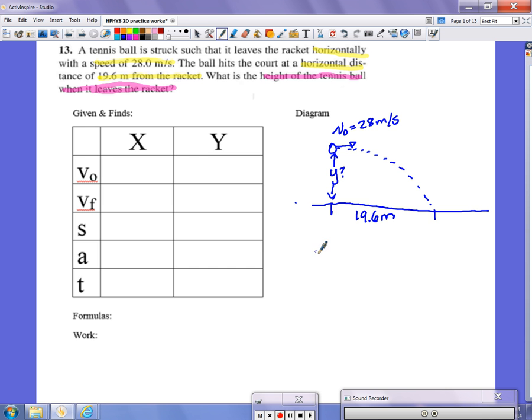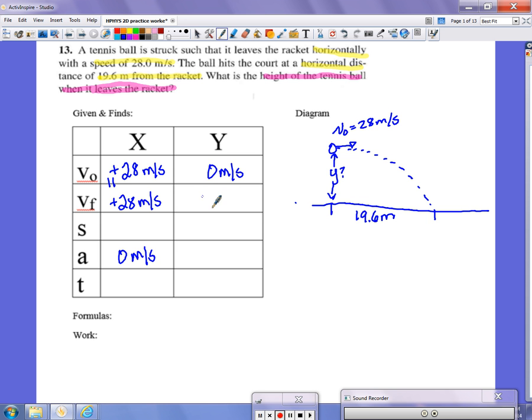Okay, so let's go ahead and look at our givens. The initial velocity is purely horizontal. That means my x component is 28 meters per second, and my y component is 0 meters per second. I have an acceleration in the x direction of 0 meters per second squared, which means my initial horizontal velocity and my final horizontal velocity will be the same.